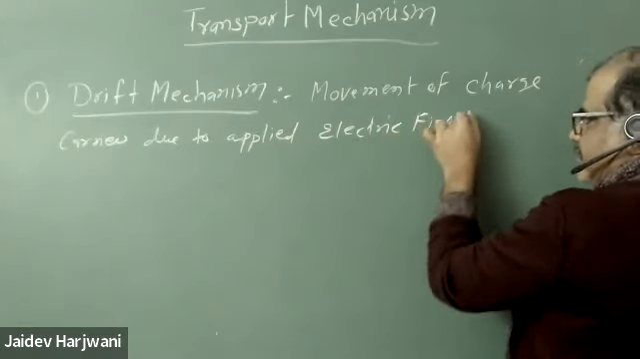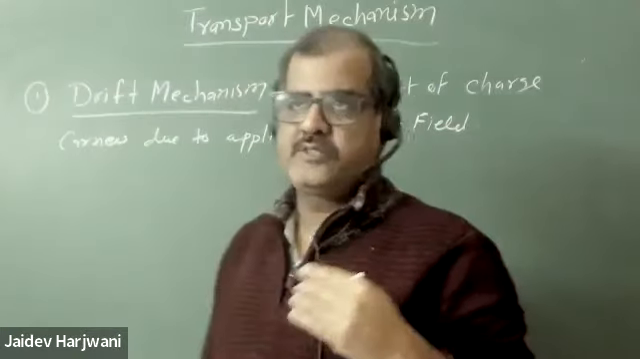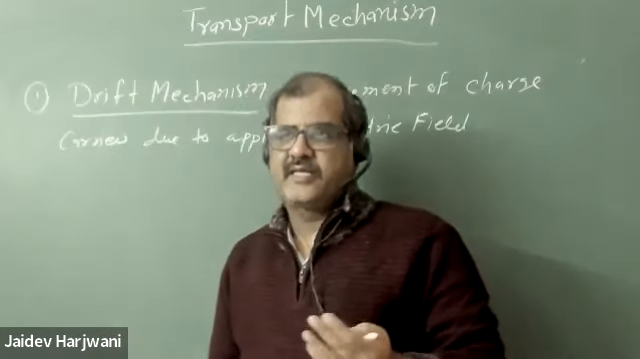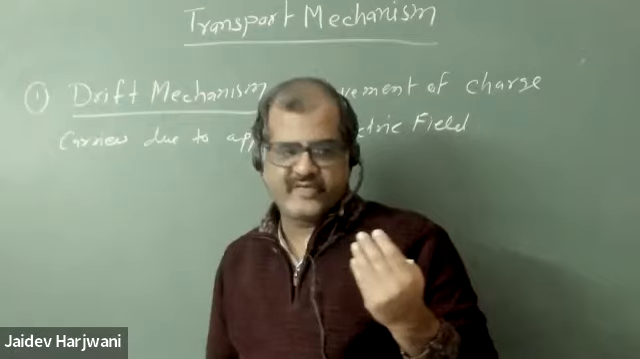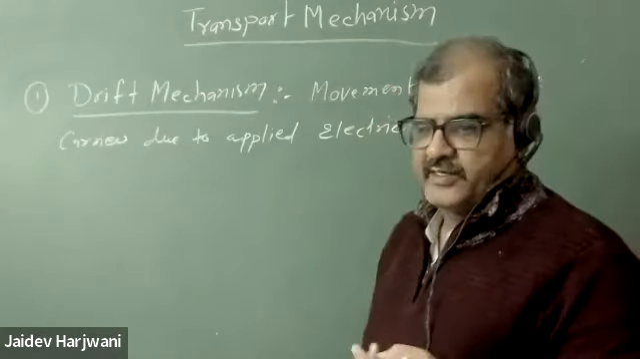Whenever you apply an electric field, because of this electric field, a force is applied on the charge carriers and the charges start moving. That gives you drift velocity and drift current. So this is because of the electric field.